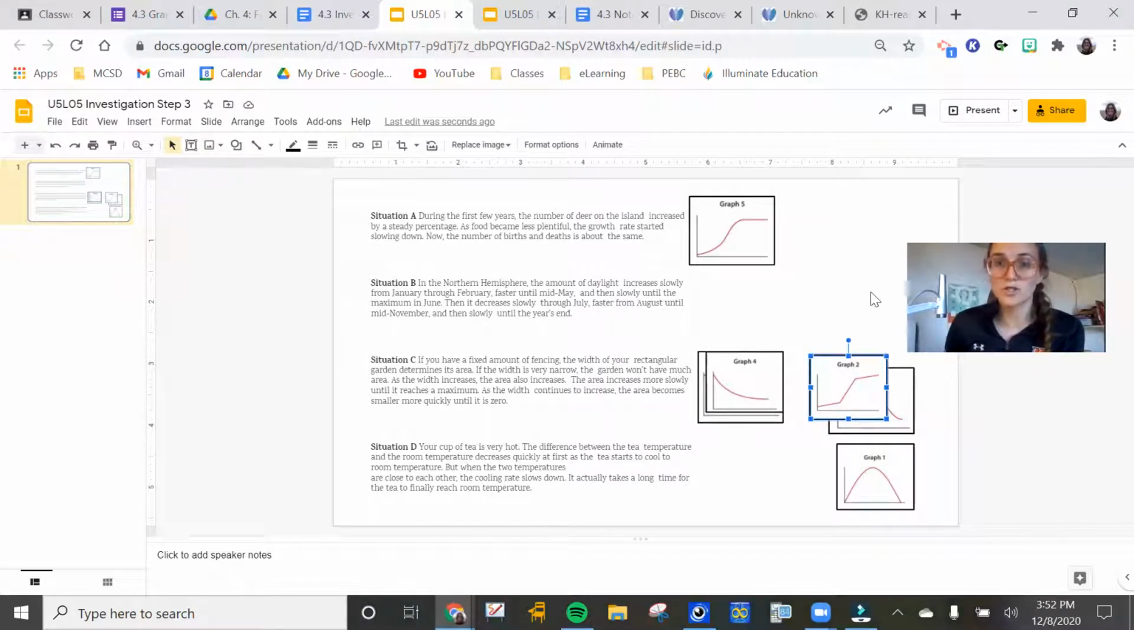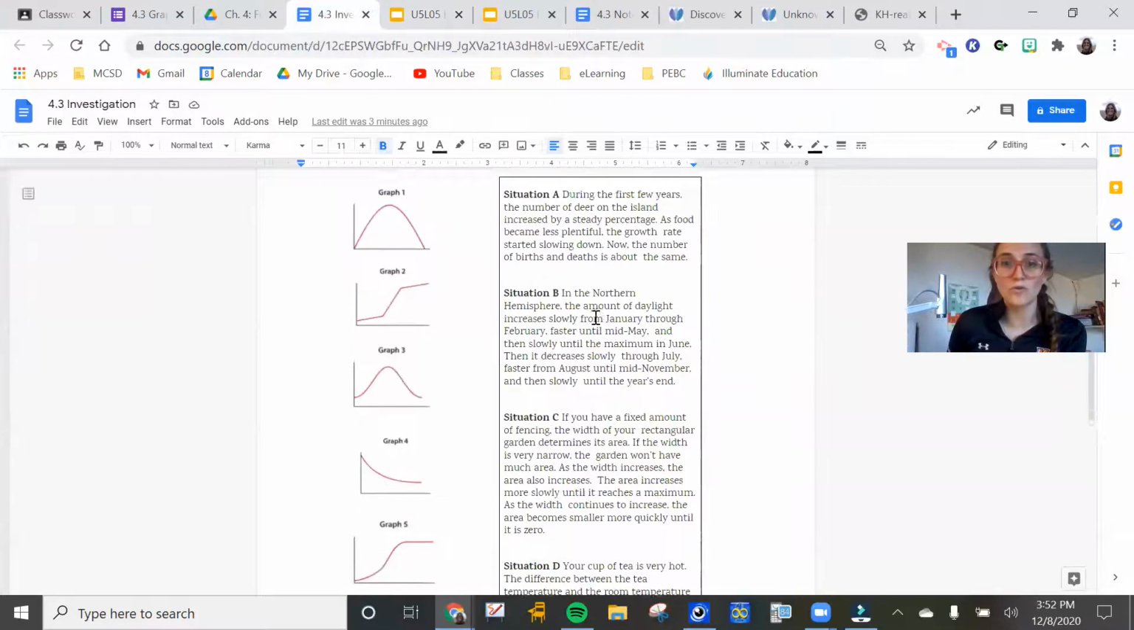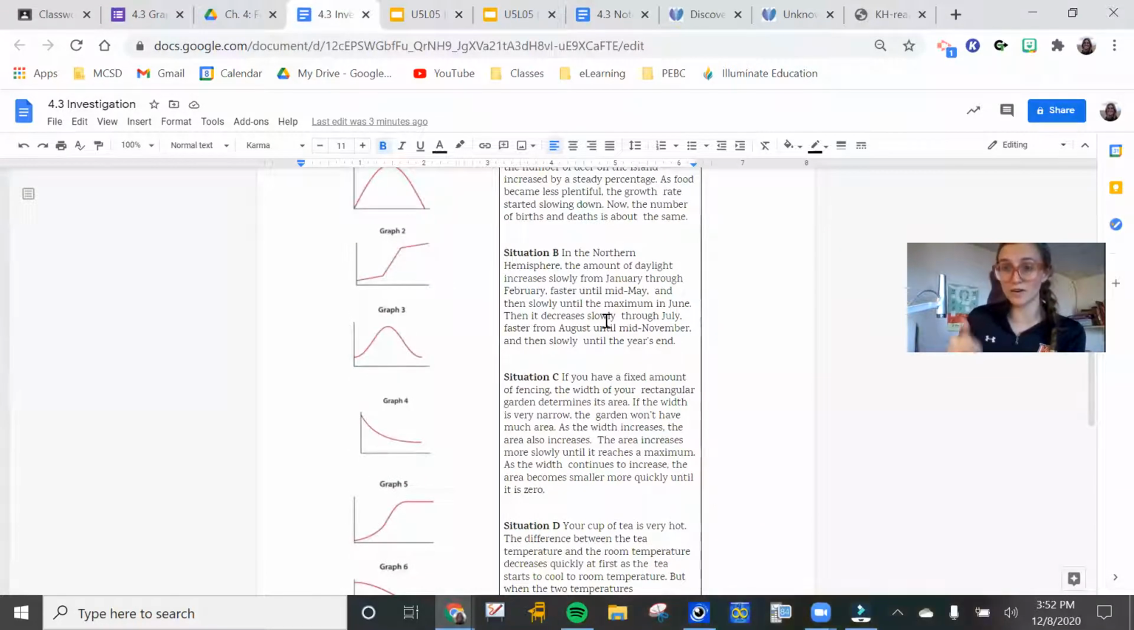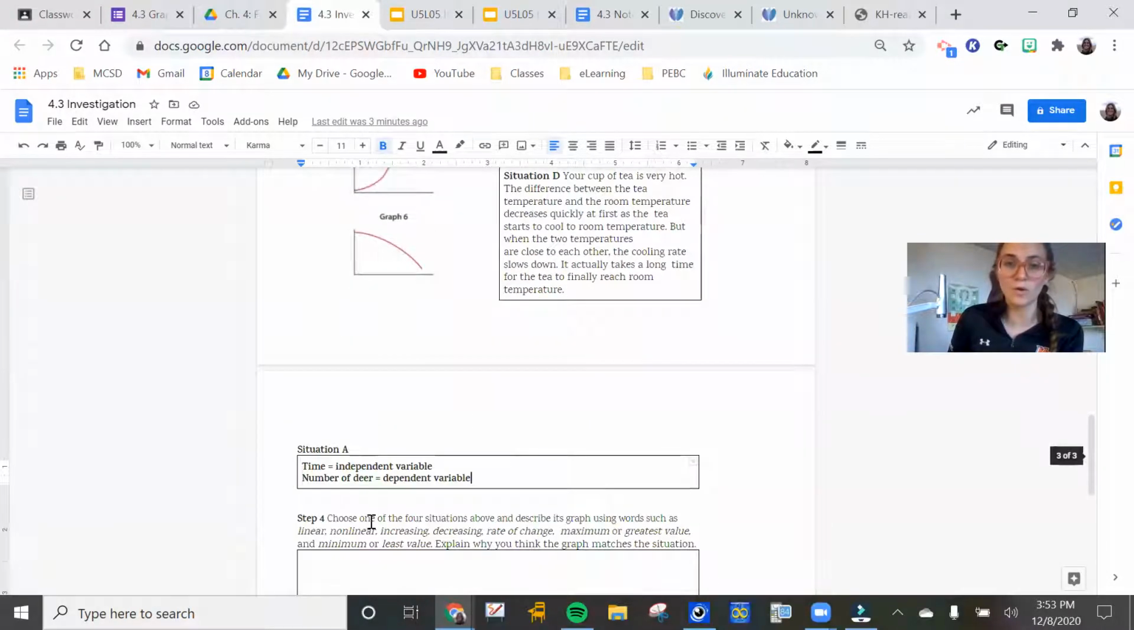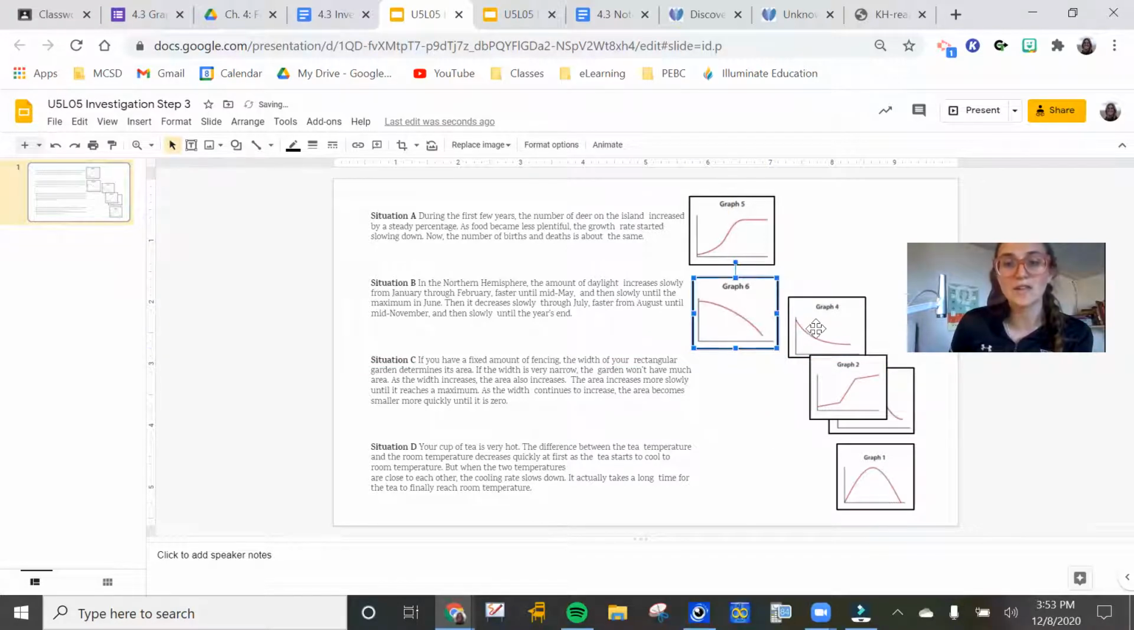So what I want you guys to do is continue doing that with these next 3 situations, okay? Where you go through and you first identify the variables, the quantities that are varying. And again, you can record them down here. I'll make little boxes for you. And then go over to your Google Slides and change the graphs around so that the graphs match the situation.